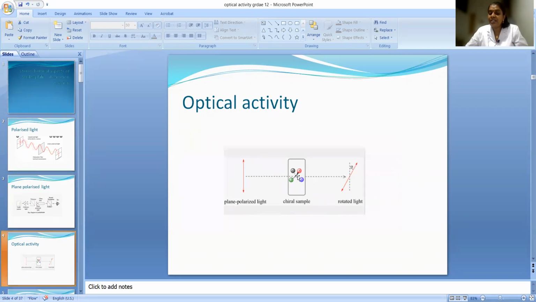Then we can tell this particular substance has optical activity. What is that? Optical activity is the ability of a substance to rotate the plane of the polarized light, either to the left or right, through a small angle. Okay, that is called optical activity.